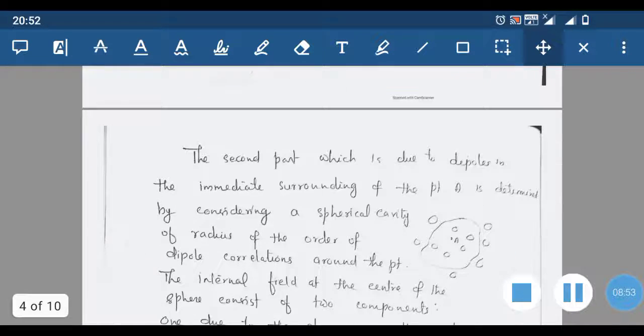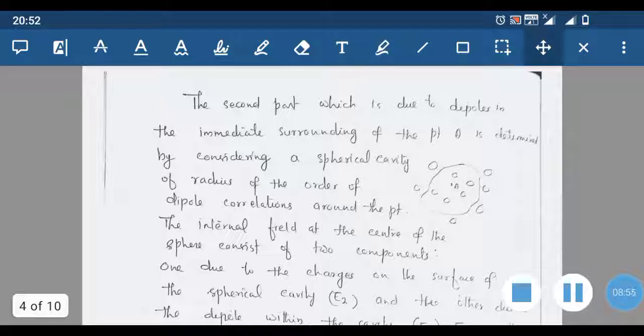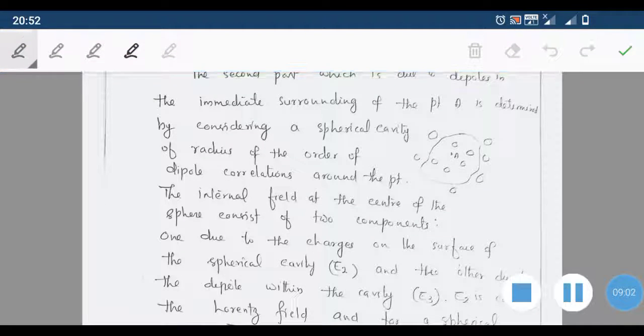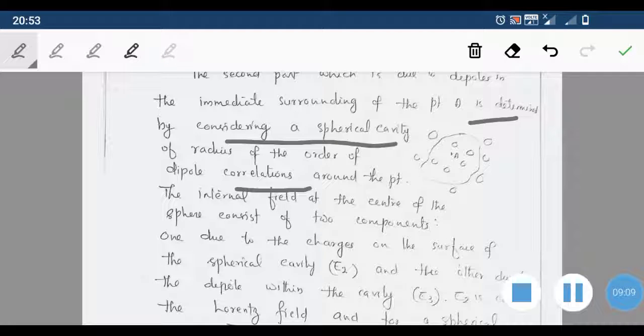So that is the first contribution to the local electric field. And the second part, which is due to the dipoles in the immediate surroundings of the point, is determined by considering a spherical cavity of radius of the order of dipole correlations around the point. So in order to calculate the second part of this contribution, we have taken a spherical cavity of the order of radius of dipole correlations, such that the point which we are considering is within the spherical cavity.